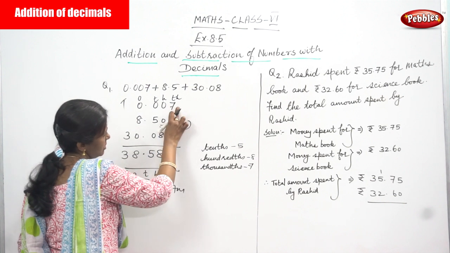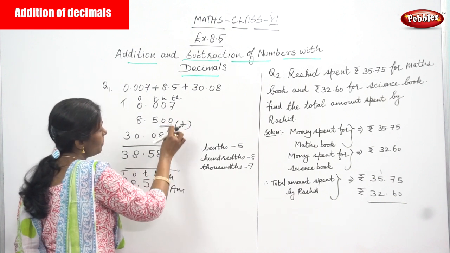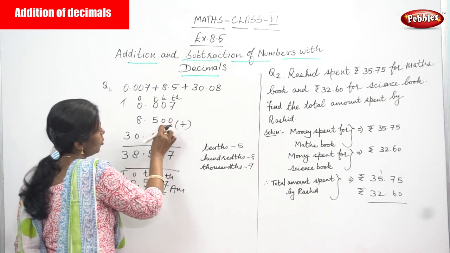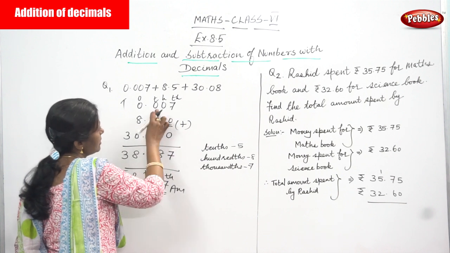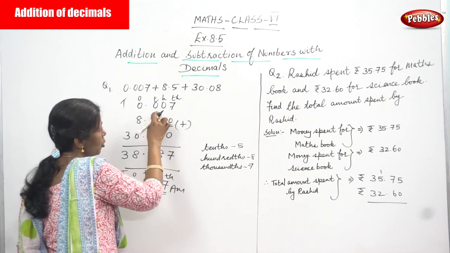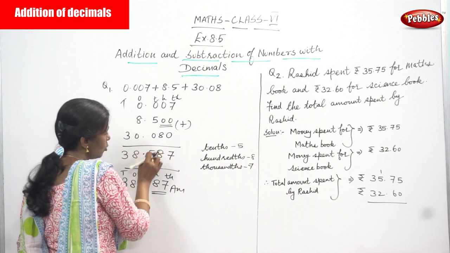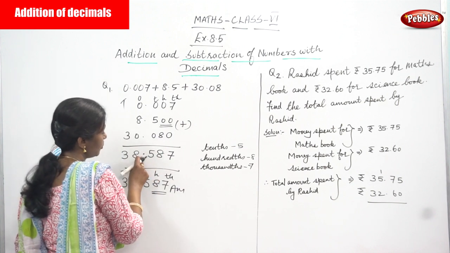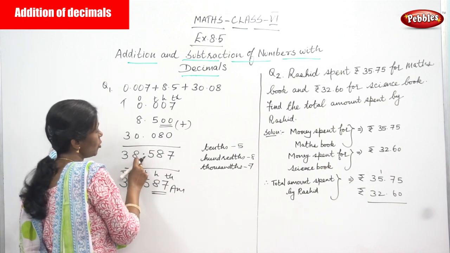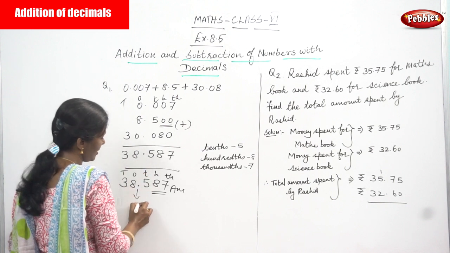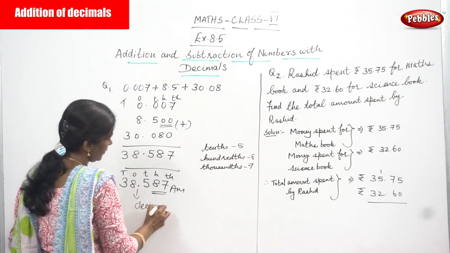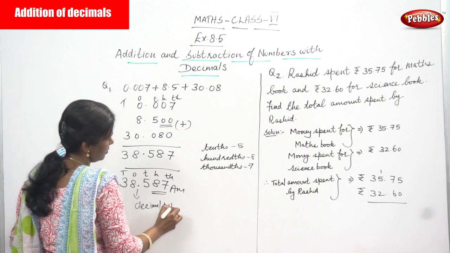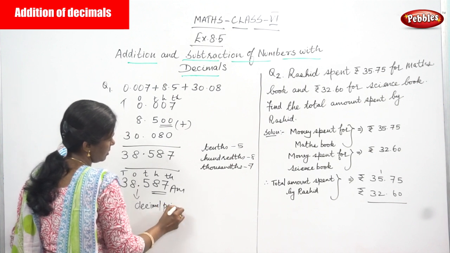Okay, thousands place, what is the number? 7 plus 0 plus 0 is 7, and 0 plus 0 is 0, 0 plus 8 is 8, and now we are going to add the tens place, 0 plus 5 is 5, and 5 plus 0 is 5 again. After that you have to put the decimal point. This point is called a decimal point. Okay, don't forget it, decimal point.